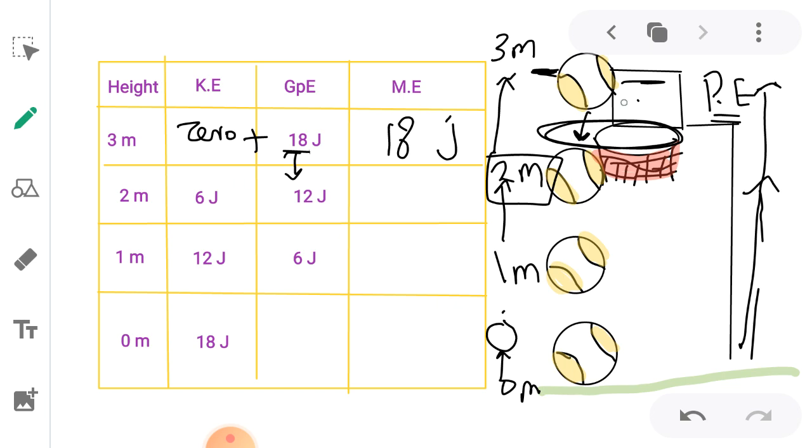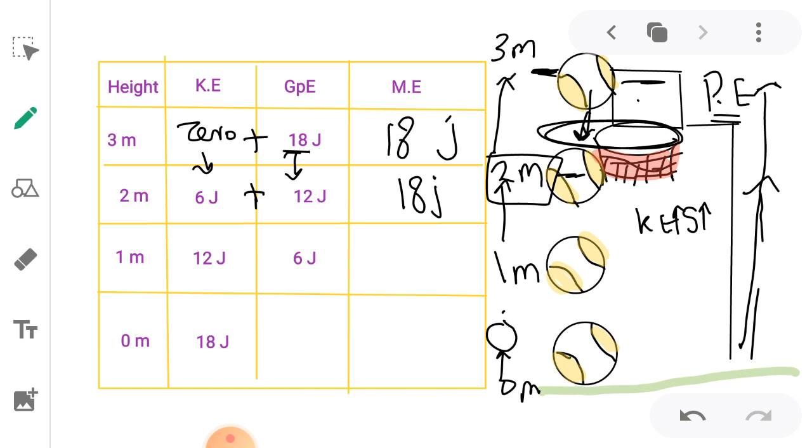What about the kinetic energy? Here it stopped, but if it falls, the speed of the ball increases, and we said if the speed increases, the kinetic energy increases. So if the ball becomes faster, its kinetic energy will increase. So it's from 0 to 6. I hope you understand this one. Now we want to calculate the mechanical energy at that point. We add kinetic energy plus gravitational potential energy. 6 plus 12 also equals 18 joules. So the mechanical energy is constant.